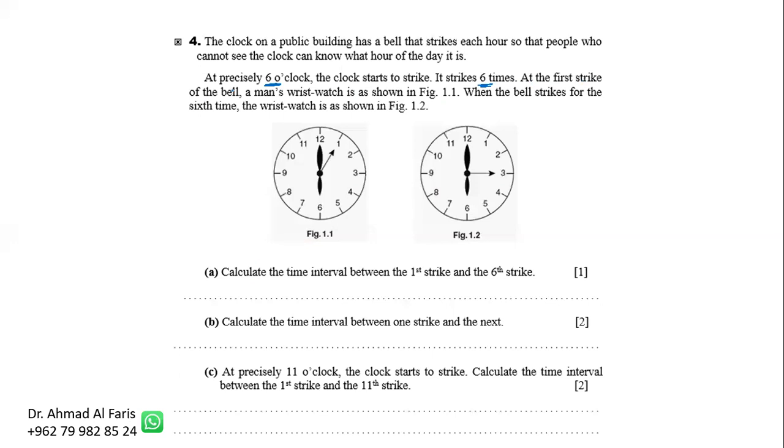So what they ask. At the first strike of the bell, the man's wristwatch was like this. Here it's 6 o'clock, 0 minutes, and 5 seconds. Here it's 6 o'clock, 0 minutes, and 15 seconds. So at the first strike, the man's wristwatch was shown in this figure. When the bell strikes the 6th strike, the last strike, it was like this. Calculate the time interval between the first and the 6th strike. I will subtract these values, and it's obvious that it will be 10 seconds.